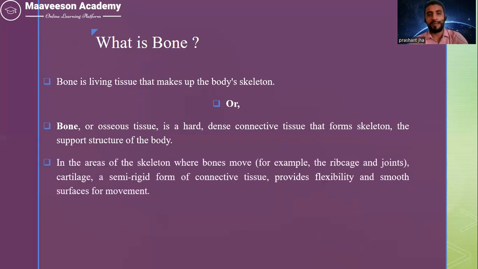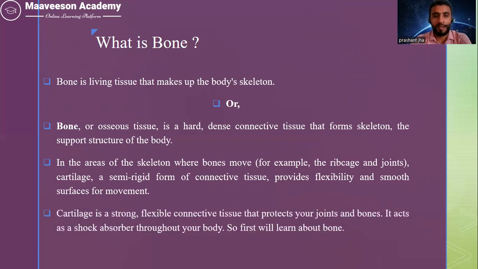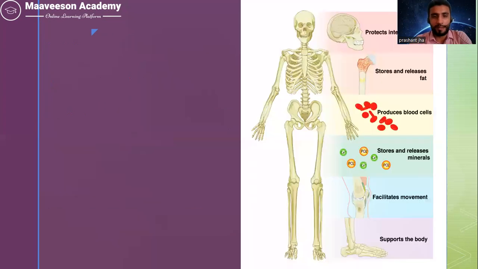In the area of the skeleton where bones move, cartilage, a semi-rigid form of connective tissue, provides flexibility and a smooth surface for the movement. So cartilage is a strong, flexible connective tissue that protects your joint and bone. It acts as a shock absorber throughout your body. So first, we'll learn about bone.